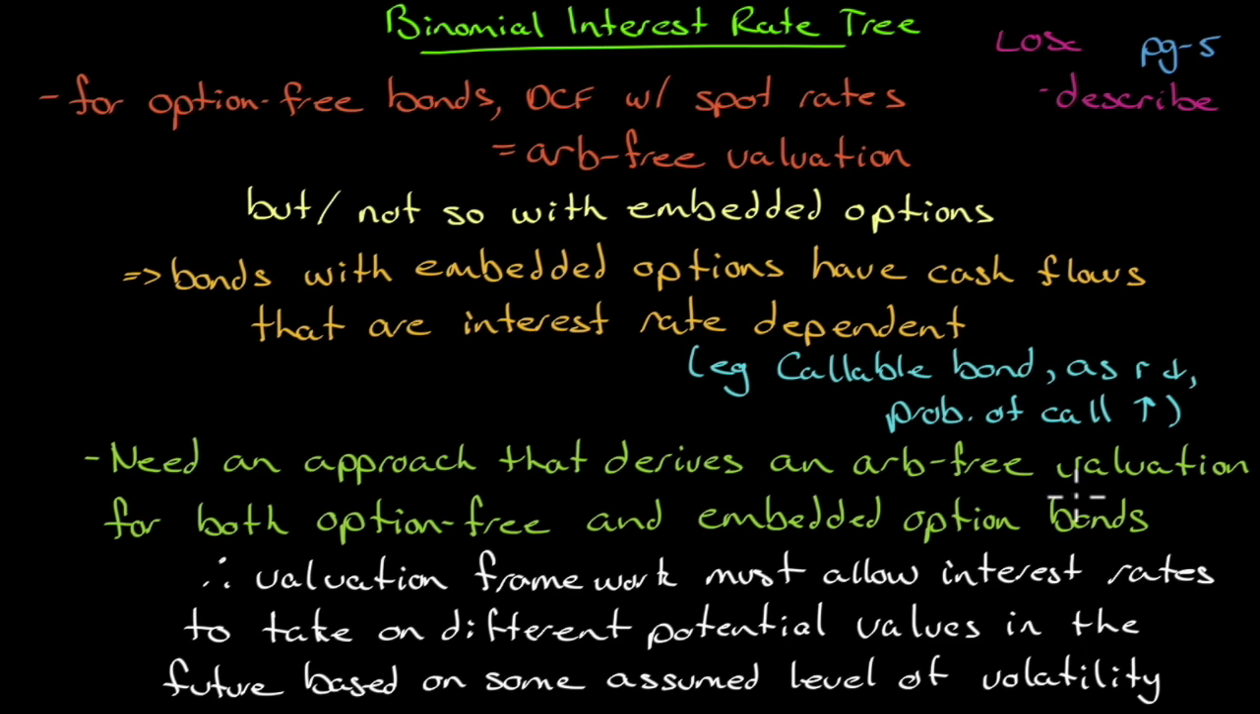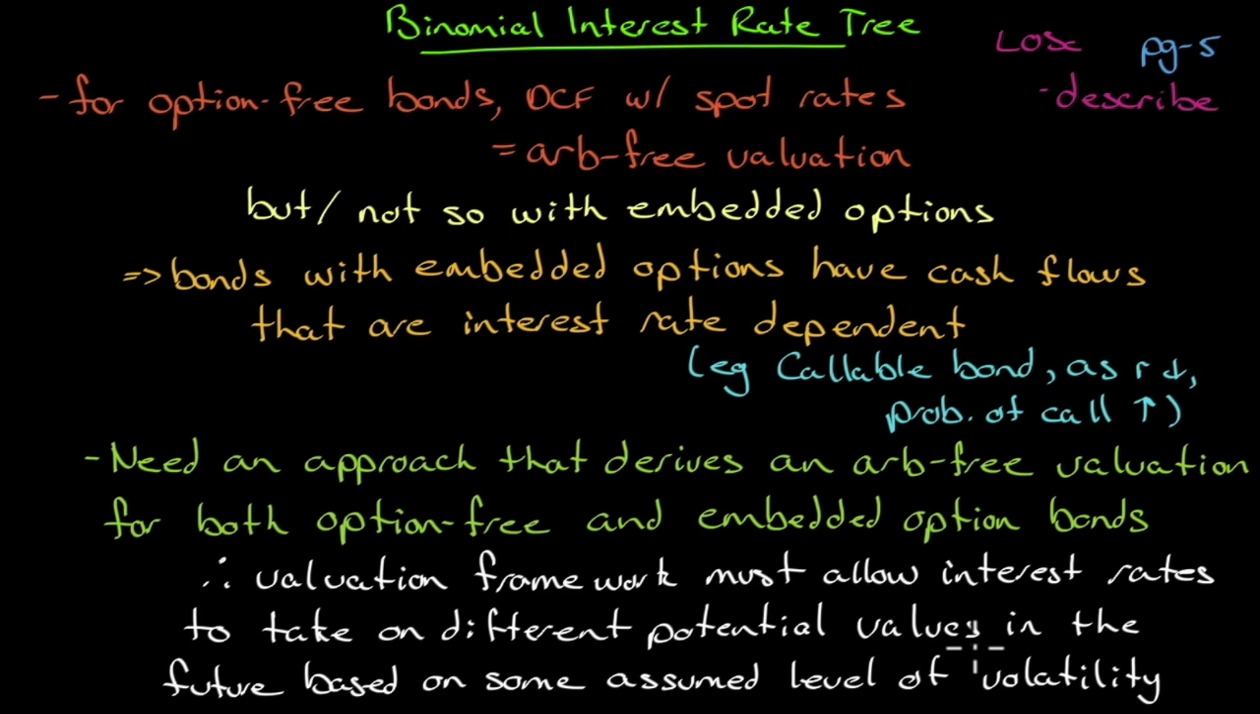They must do both. Therefore, the valuation framework must allow interest rates to take on different potential values in the future based on some assumed level of volatility. Up to now, in the traditional valuation framework, we were concerned about the path of interest rates. We really didn't include volatility at all. We just included the path. And we'll see later on that as we introduce volatility, it won't change the price of an option-free bond. It'll just change the value of the option in a bond with an embedded option. So we're going to see how that plays out.